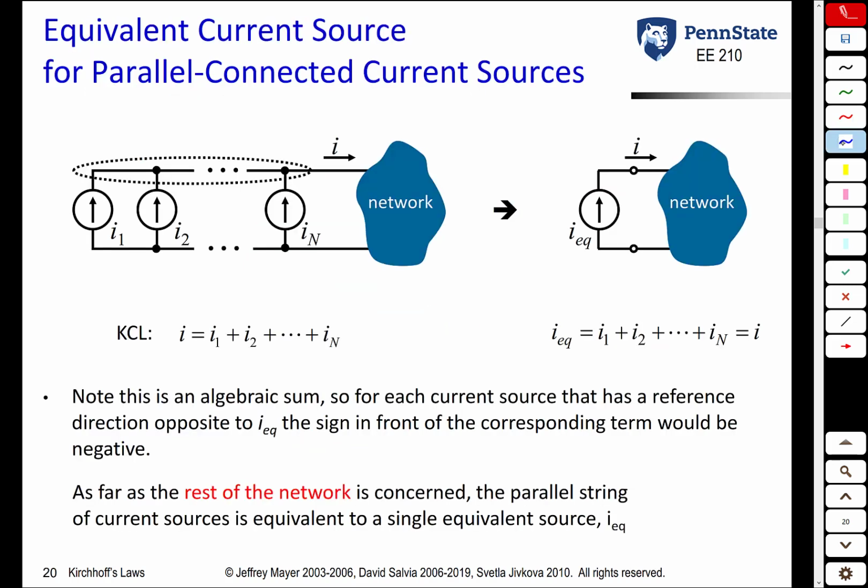Let's look at things in parallel now. So let's start with parallel connected current sources. Let's assume we have a whole bunch of current sources in parallel connected to the rest of the circuit.